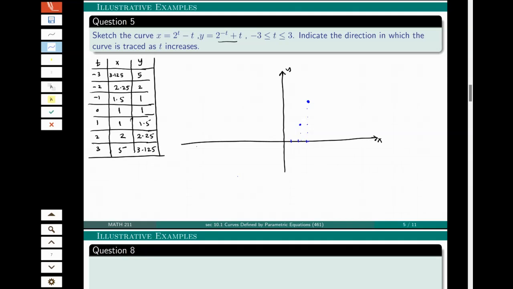Okay. And then 1.5 and 1, 1.5 and 1. Then at 1, it's also 1. Okay. And then so we have at 1 also 1.5. Okay. And at 2, 2.5.